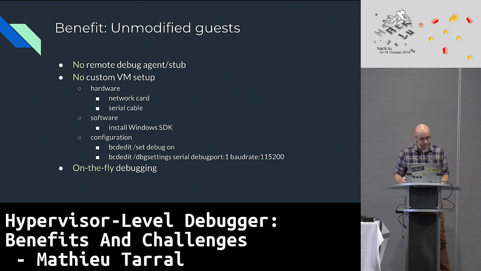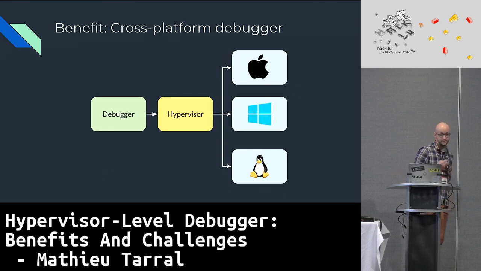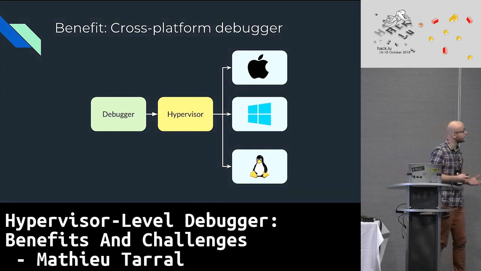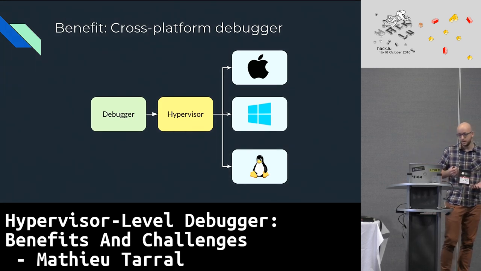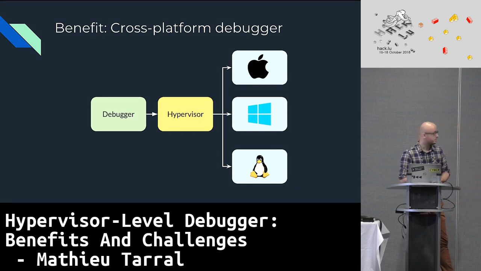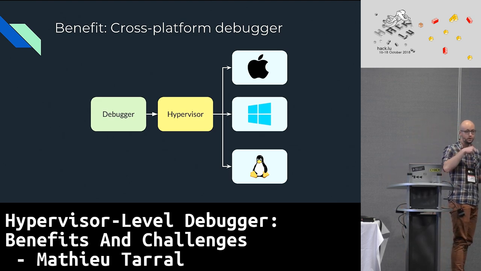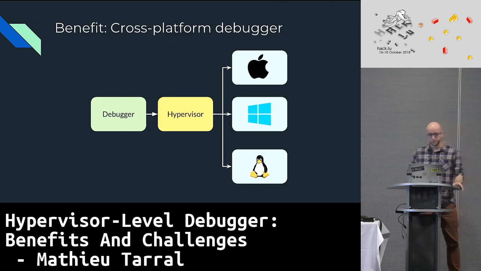And the last benefit I can think of is that what we can aim for is a cross-platform debugging infrastructure, where my hypervisor is able to debug the kernel of Windows, Linux, and macOS with the same tool. Think about it. We can have an OS-agnostic debugger on top of which you are building your knowledge and your scripts. So it's quite convenient.